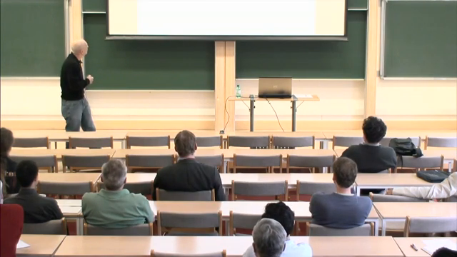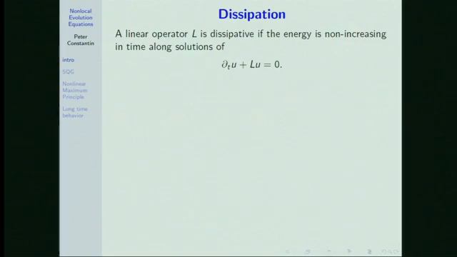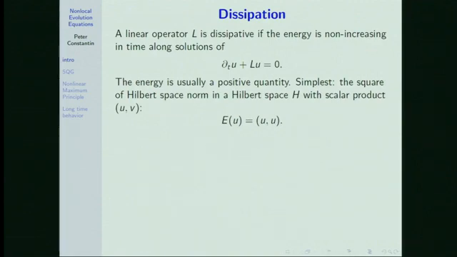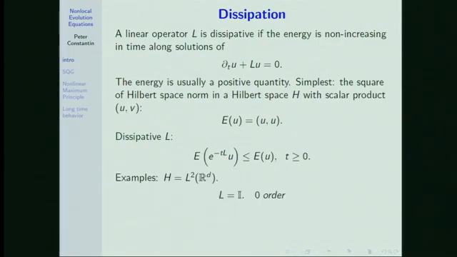But first, let's talk about what dissipation is. Dissipation is simply the property, for a linear operator, that it decreases some positive energy. In the simplest case, you have a Hilbert space and a scalar product denoted (u, v), and the energy is the L2 norm, or some norm in a Hilbert space. Then the definition is that the quote-unquote heat operator with this generator decreases energy.